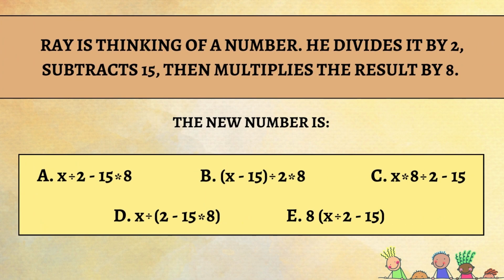Did you ever have trouble translating a math sentence into a math equation? I'd say it's pretty confusing for a lot of people. Why don't you test your skills with this one? Ray is thinking of a number. He divides it by 2, subtracts 15, then multiplies the result by 8. What is the new number?